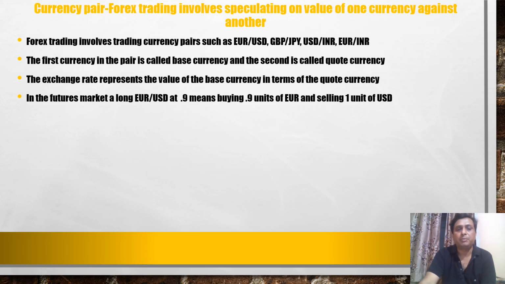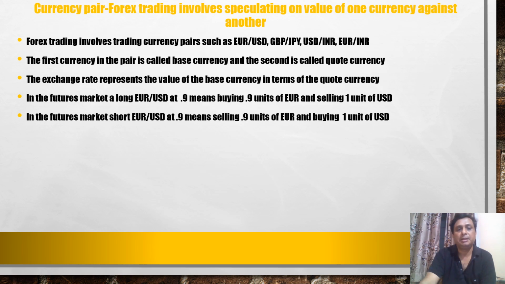In the futures market, a long euro by USD at 0.9 means buying 0.9 units of euro and selling 1 unit of USD. Similarly, in the futures market, short euro USD at 0.9 means selling 0.9 units of euro and buying 1 unit of USD.